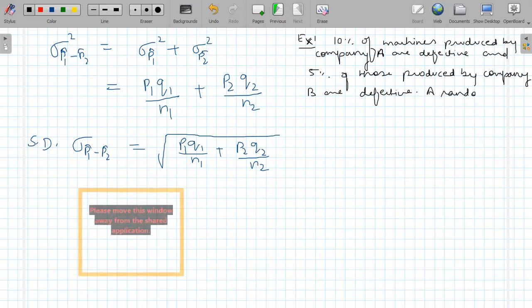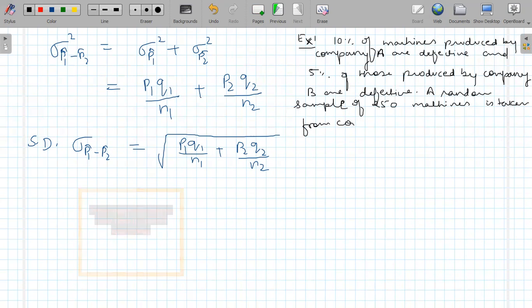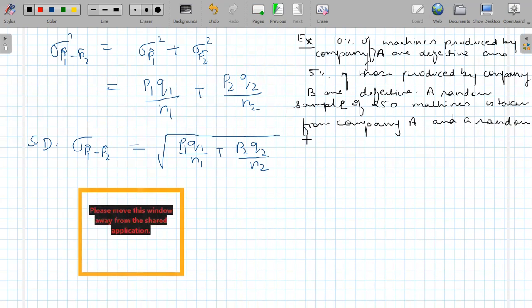A random sample of 250 machines is taken from company A and a random sample of 300 machines is taken from company B.